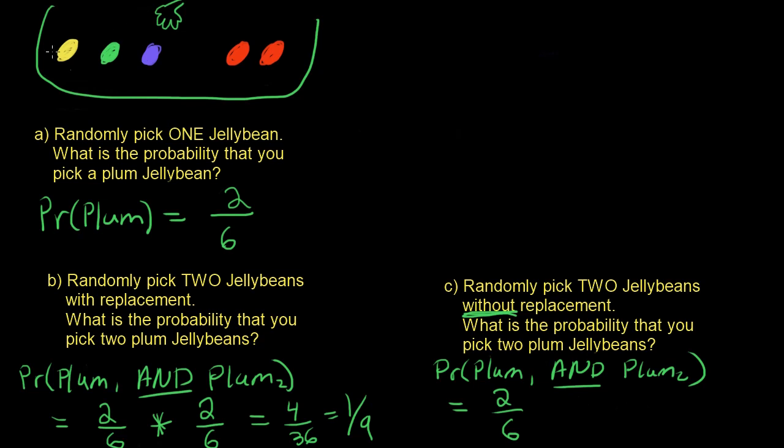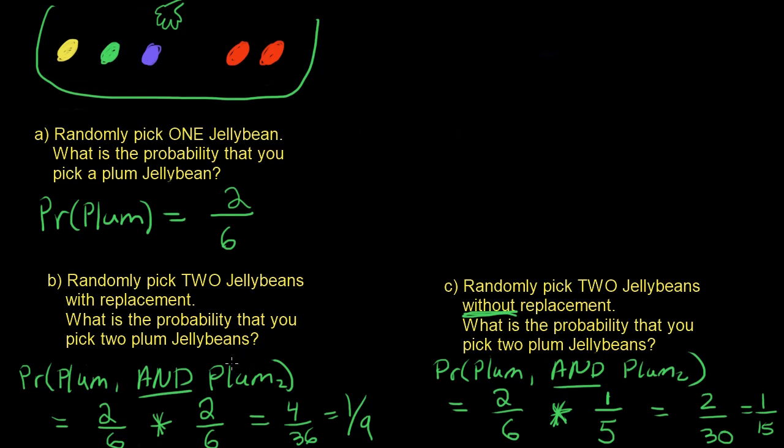The second plum, well, it looks like I only have 5 jelly beans left. So instead of 6, now I have 5 left. How many of them are plum? Well, one of the plums is gone, so I only have 1 plum left. Okay, so the first plum is 2 over 6. The second plum jelly bean is 1 over 5, because I did not replace the first one that I took out. Okay, because it's and type probability, we multiply these together. Okay. When you multiply 2/6 times 1/5, you get 2 over 30, which is 1 over 15. You can plug that into a calculator to simplify it into a decimal.